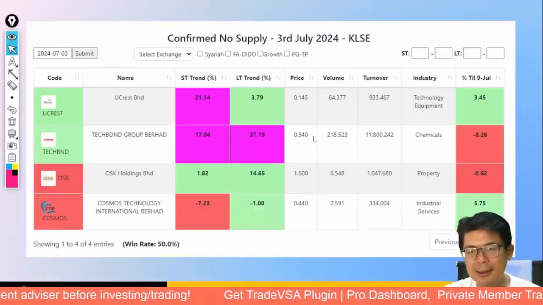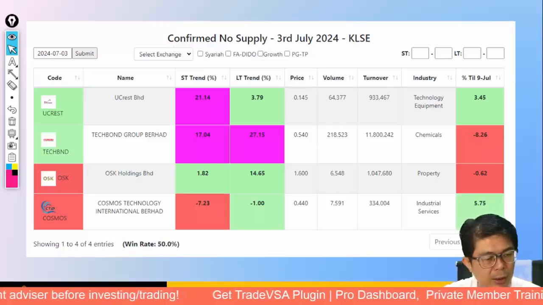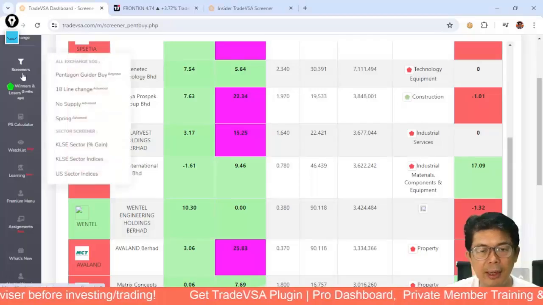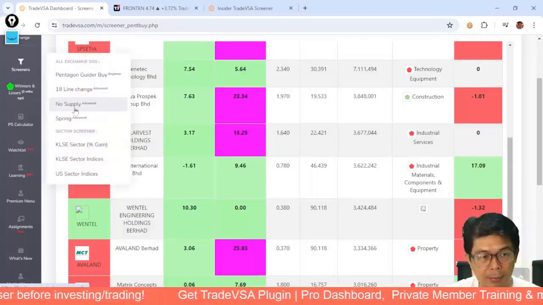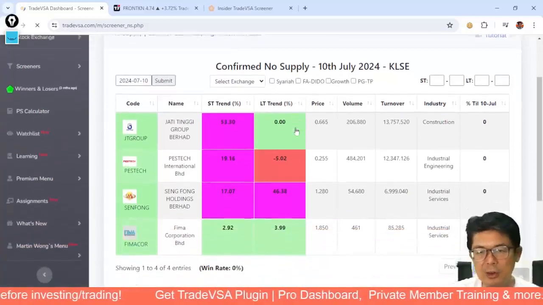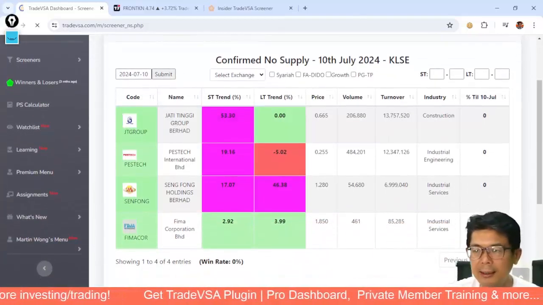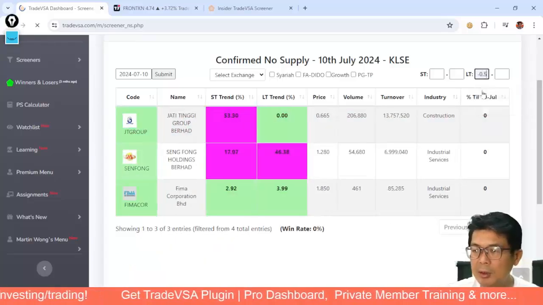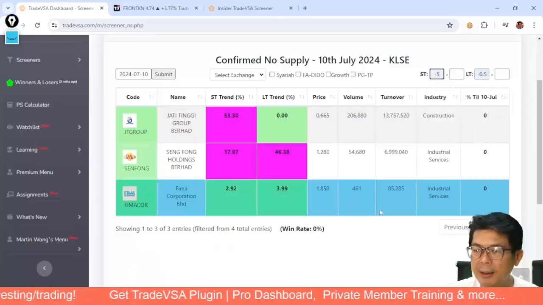So confirm NS, this is the 3rd of July. Again, we will go to the dashboard, and we're going to go to NS, look for no supply. It is a low risk, high return stock. So right now we got on the 10. These are the stocks that we have. So we just put 0.5 and minus 5.